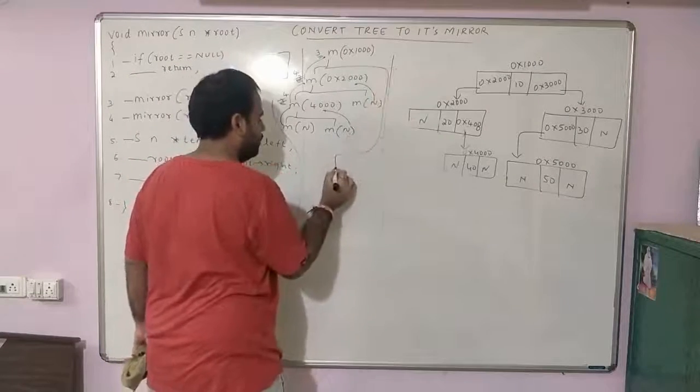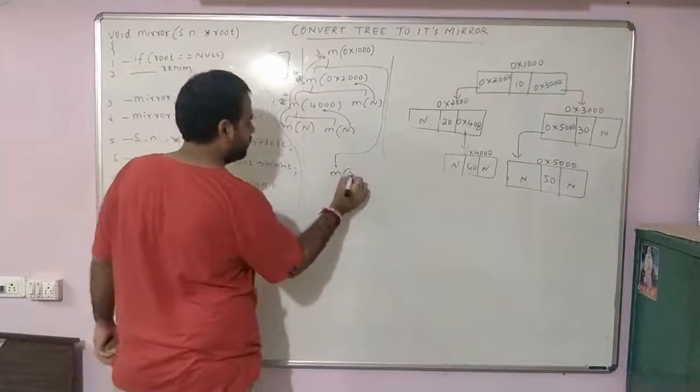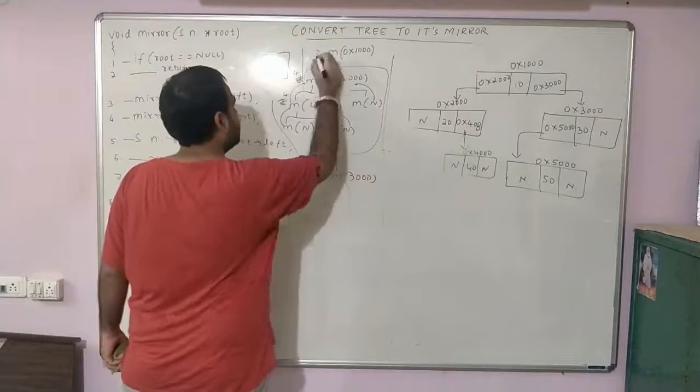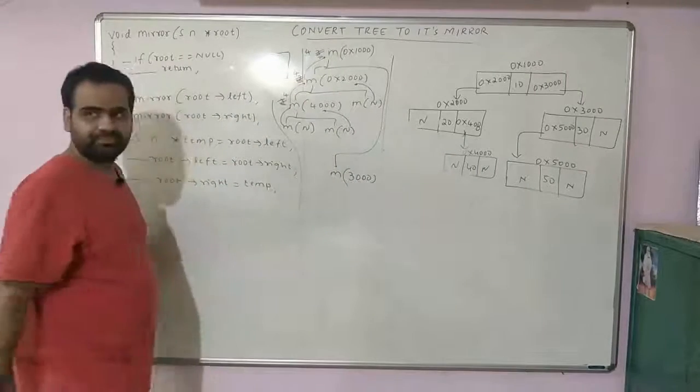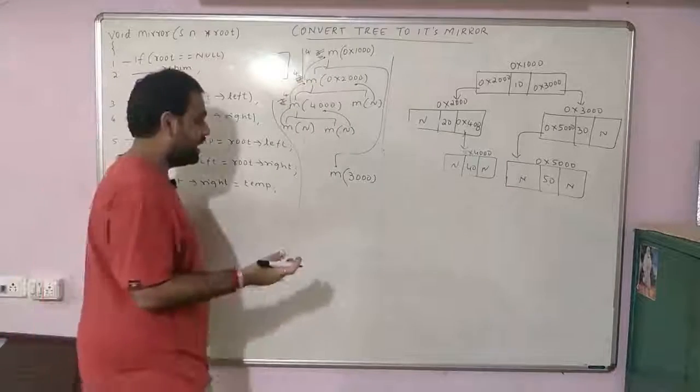Here I am writing mirror of 1000 arrow right. What is 1000 arrow right? It is 3000. And from which line number are we calling? From line number 4. Fair enough. Is 3000 equal null? No. Again you say 3000 arrow left.